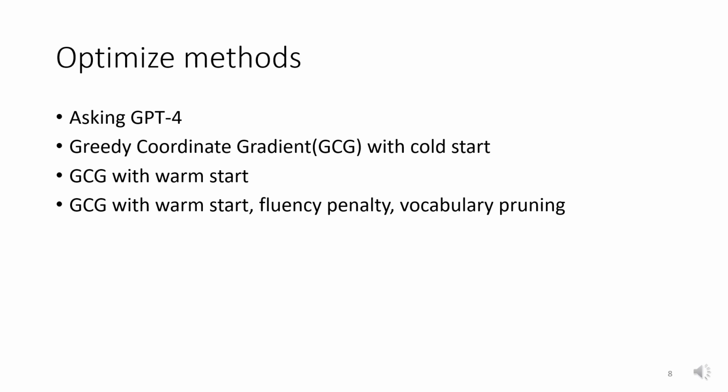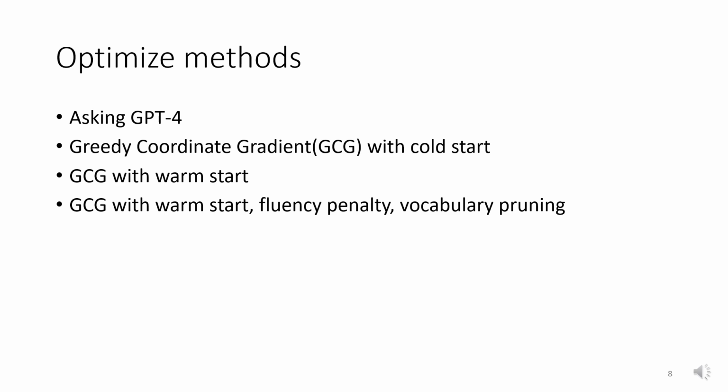Finally, we can look at the methods used in this paper. There are some slight modifications between each method. The first one is the easiest one, which is just giving n documents to GPT-4 and asking it to provide a prompt for them. The second one is the algorithm called GCG. It can do prompt optimization iteratively according to the loss function we defined previously, and cold start means that GCG starts with a randomly initialized prompt.